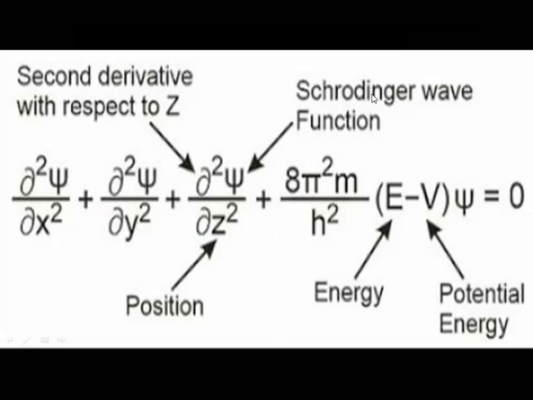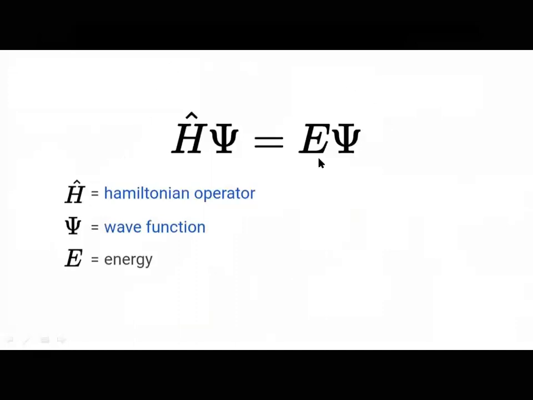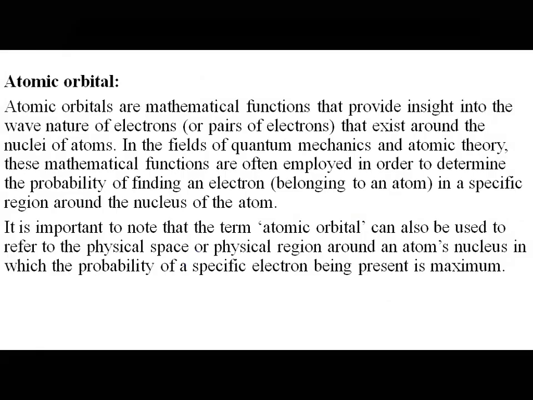So this is Schrodinger's wave equation. It is written like this also: H psi is equal to E psi, where H cap is the Hamiltonian operator, psi is the wave function, and E is the energy.